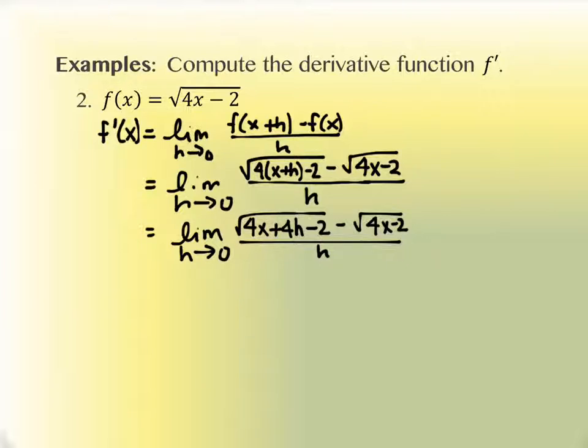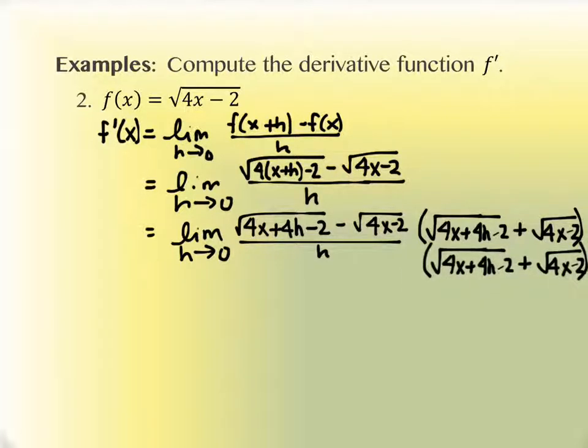Okay? So the conjugate of this looks pretty much the same. I've got the square root of 4x plus 4h minus 2, and I've got the square root of 4x minus 2. But what goes between them? Yeah, the opposite sign. Previously I had the minus sign, so I'm going to have a positive sign. And if I multiply this on the numerator, I also have to multiply it in the denominator.